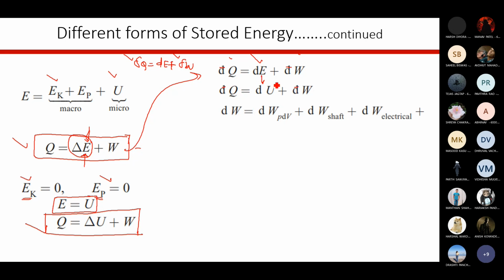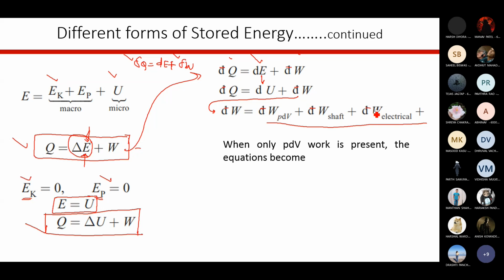Now here we have neglected the changes in kinetic energy and potential energy. So what is this work made up of? You can have the different forms of work. We have already talked about this, apart from PdV work. So add all those works like this, right? Now, if we assume that there is no other work involved apart from PdV work, so these works are not there. In that case, I can rewrite this expression further.